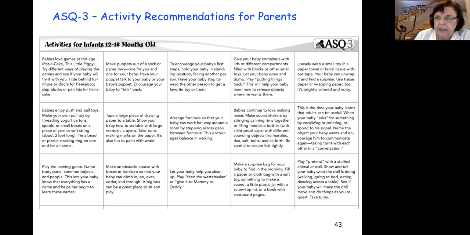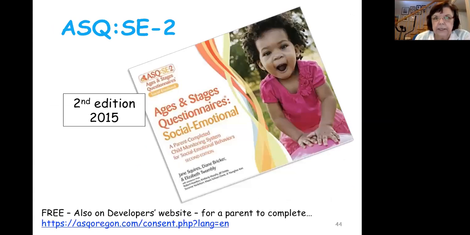And what I love about the ASQ3 is they give you suggestions for each of the age groups. So for example here, activities for infants 12 to 16 months. Babies love games like pat-a-cake, this little piggy. Try different ways. Arrange furniture so that your baby can work her way around a room by stepping across gaps in between furniture. This encourages balance and walking. So lots of wonderful suggestions that don't cost parents money.